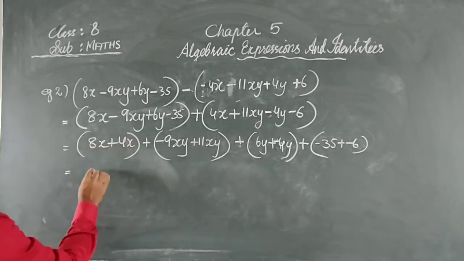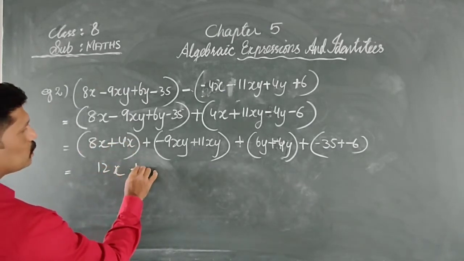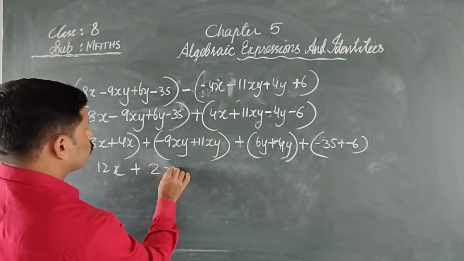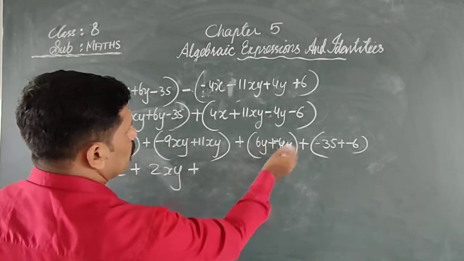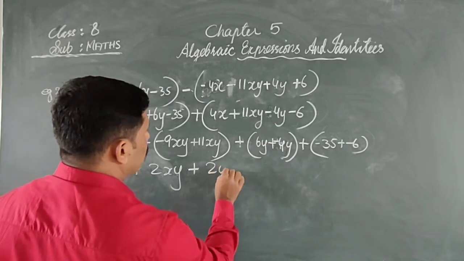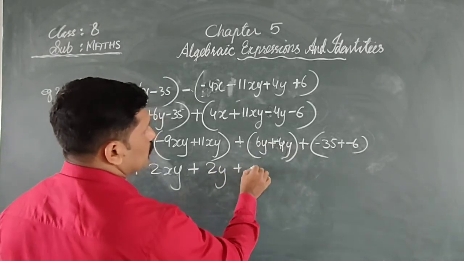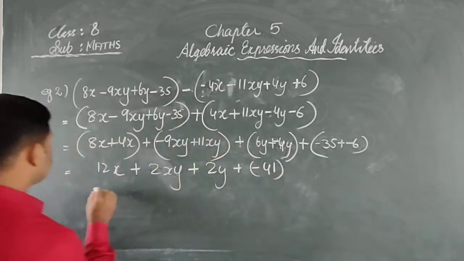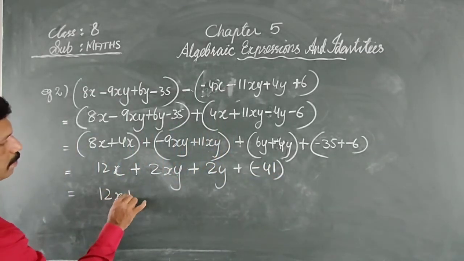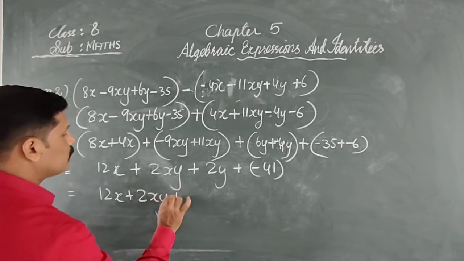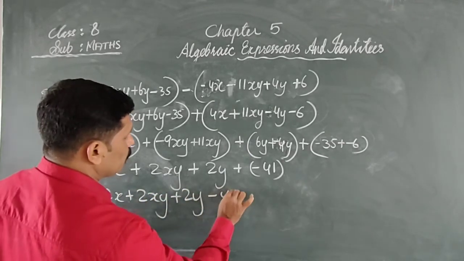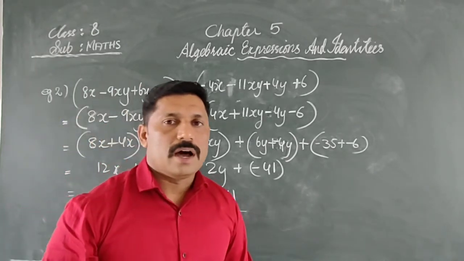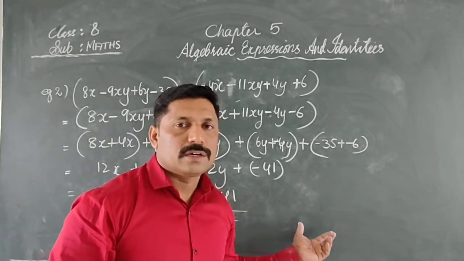Then 8 plus 4, 12x plus, here one is negative, another is positive. We subtract, 2xy plus, here also we subtract, 2y plus negative, both are negative, we add 41. So the answer is 12x plus 2xy plus 2y minus 41. Okay. So in this way we can subtract two numbers, and now we move to the simplification question.